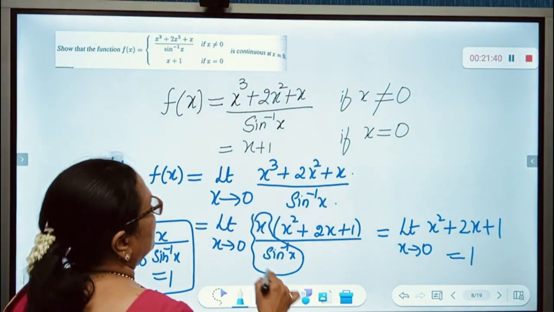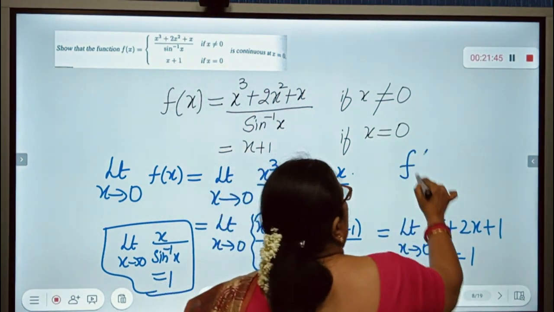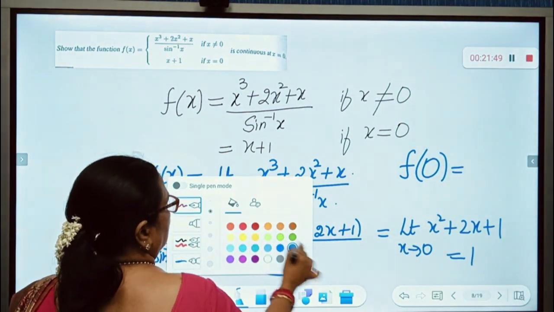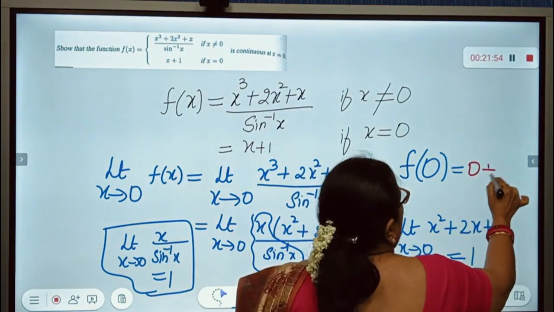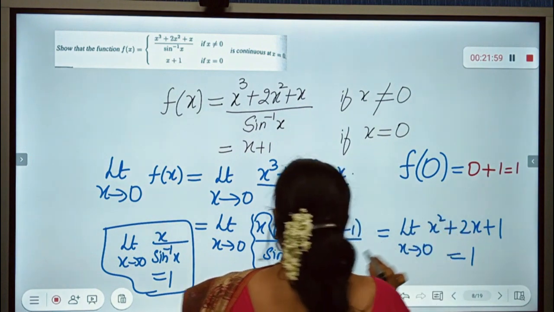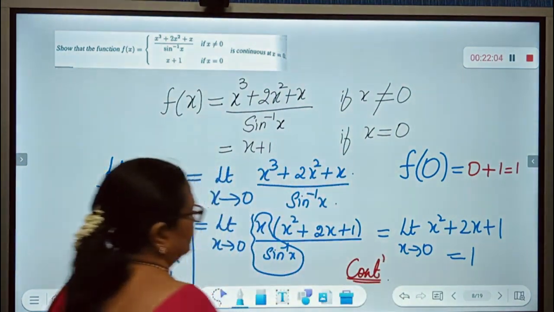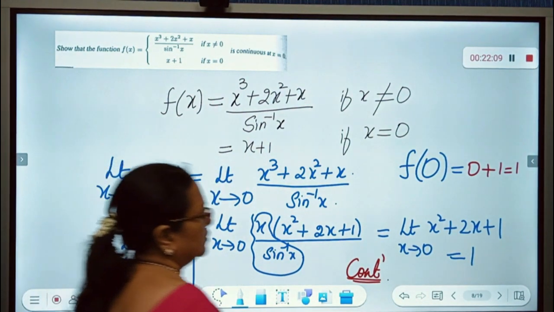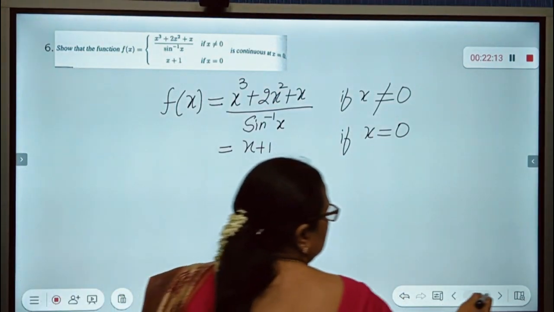Okay. Now what is f(0)? We have calculated the limit. Now what is f(0)? Where do you have to substitute? Here. 0 plus 1, which is also 1. So the limit exists and is equal to the value of the function. Therefore the function is continuous. Is it clear, or are you able to follow? So this is what we discussed now.